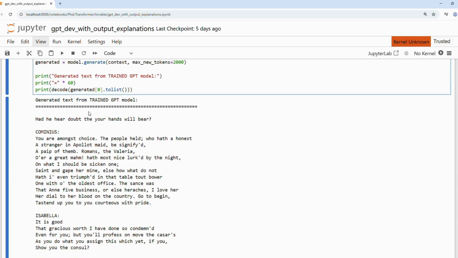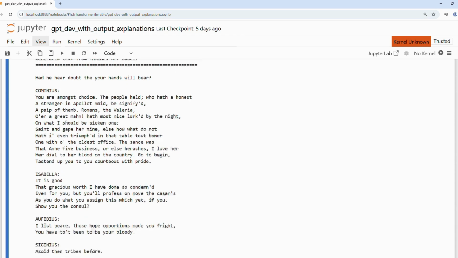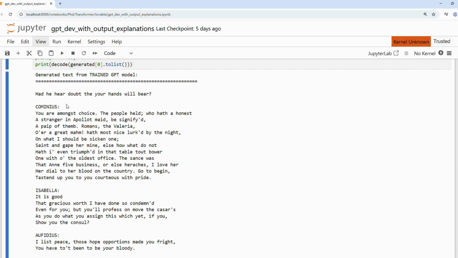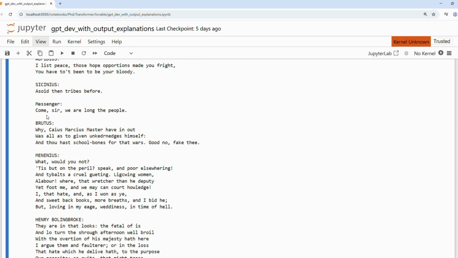First, structural elements. The model has learned the formatting conventions of Shakespeare's plays. Character names appear in uppercase followed by colons. Dialogue is properly formatted with line breaks. Stage directions appear where expected.